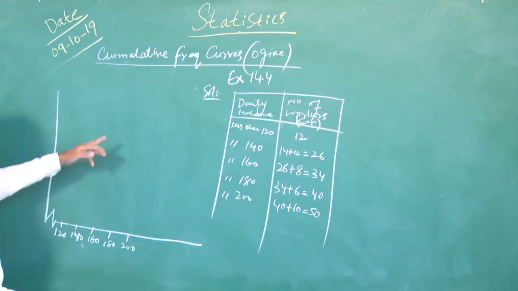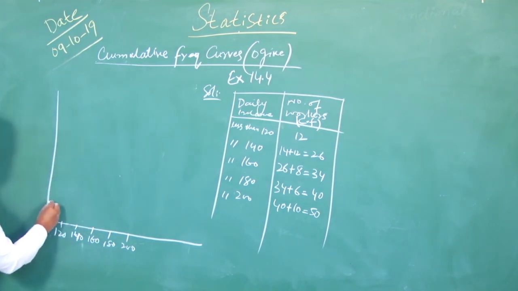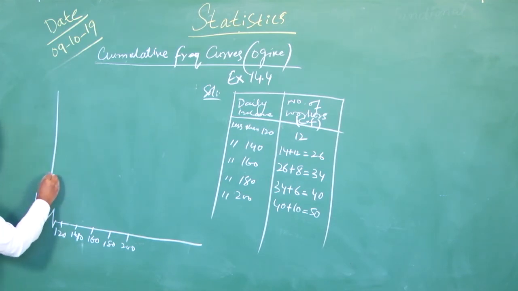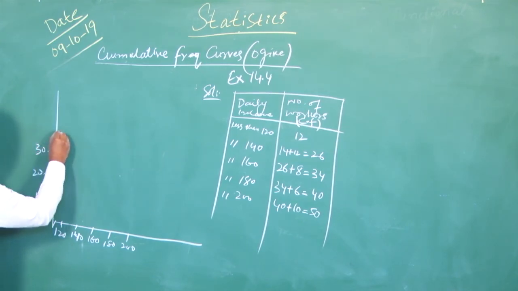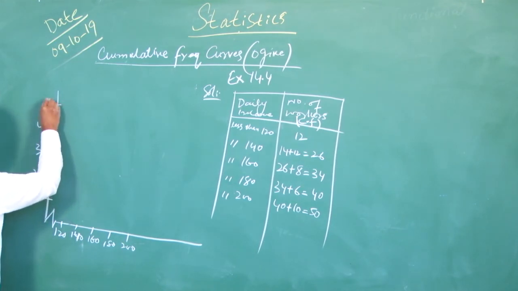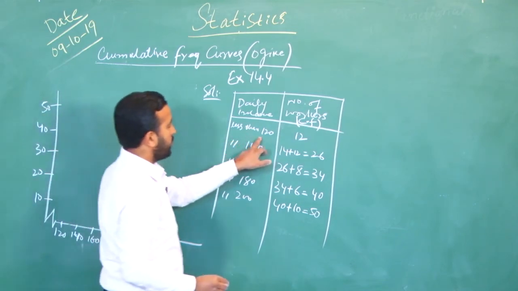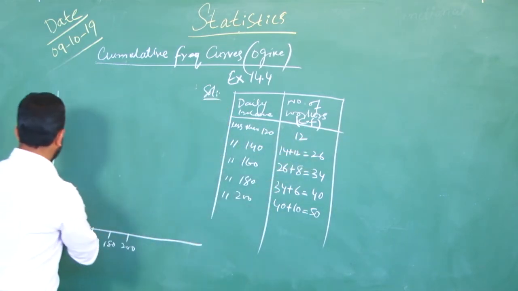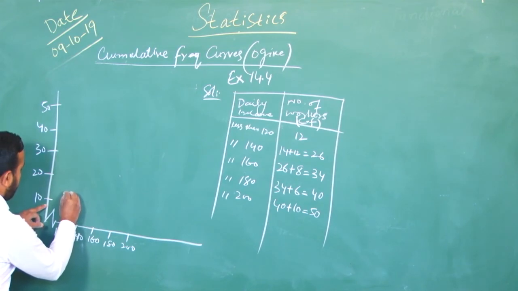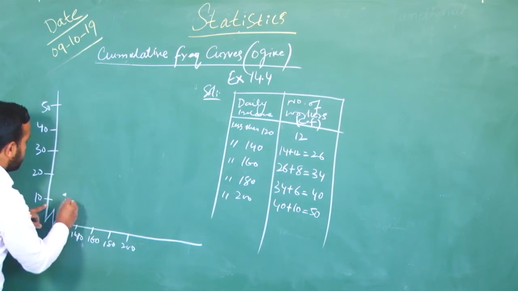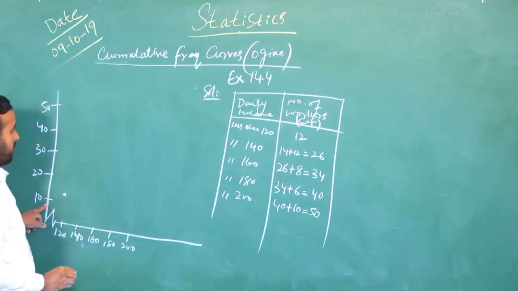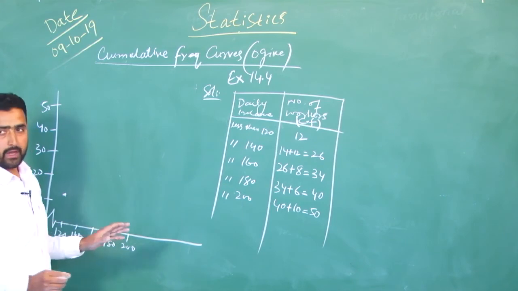And the frequencies you can write starting from 0: 10, 20, 30, 40, and maximum we have to go up to 50. The first one is 120 against 12. So 120 is here and 12 somewhere here. And this graph can be plotted accurately using graph paper. You will try this at home, drawing the particular values exactly on the graph sheet.